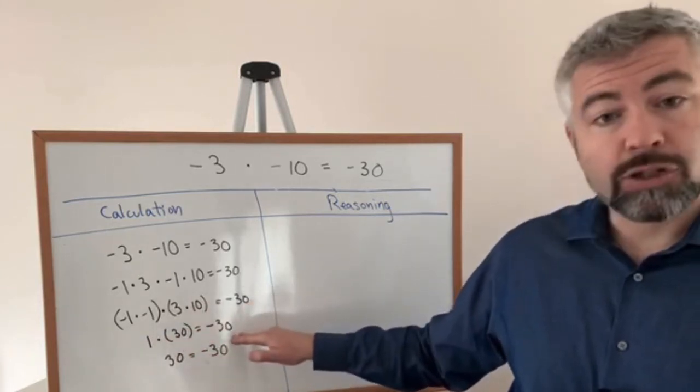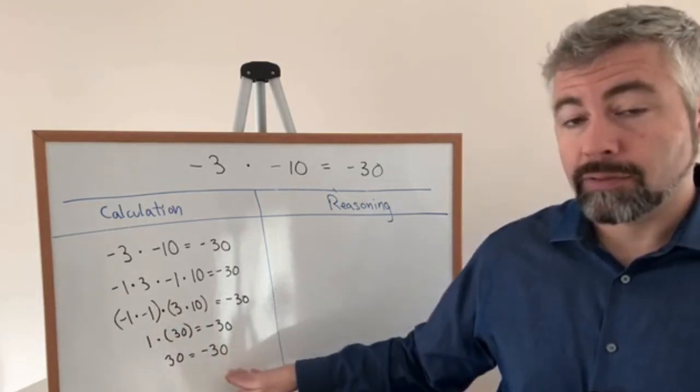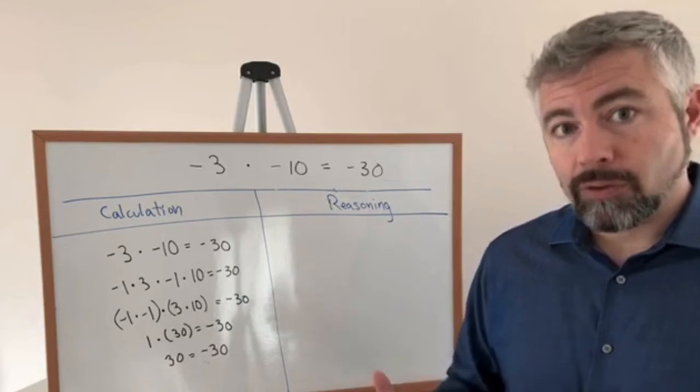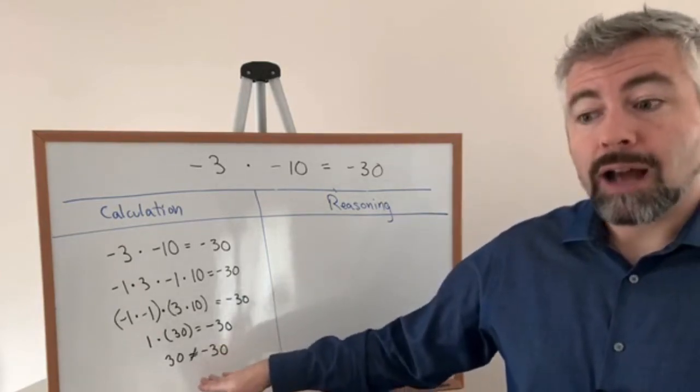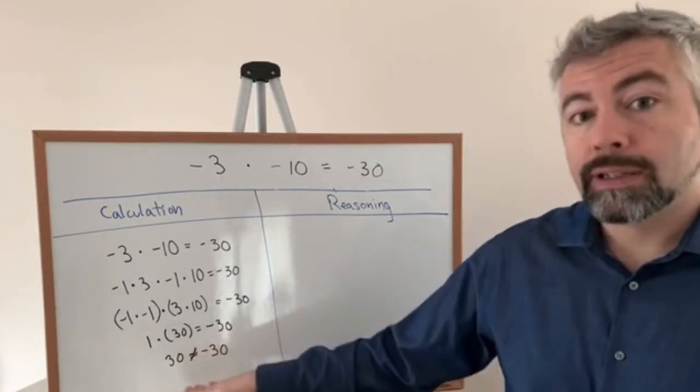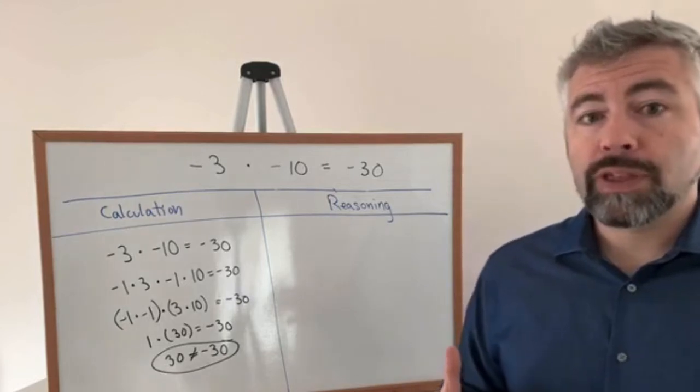On the right side, I just bring down my -30, and I end up with 30 equals -30, which is an obviously false statement. So I draw a line through my equal sign to show that this is not true, and I've now proven this number sentence false through calculation. So now the challenging part is to prove this through reasoning.